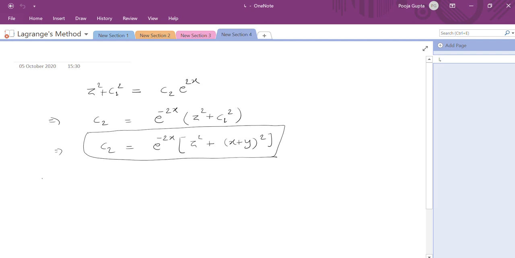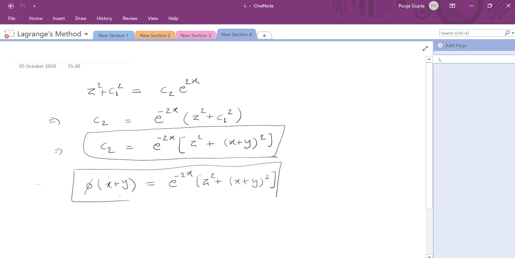So the general integral of the given partial differential equation will be phi(u) = 0, or you can write phi(u) = v, or phi(v) = u. If I write phi(u) = v, then u is x + y and v is e to the power minus 2x (z square + (x + y) whole square). So this will be our answer. You can write the answer in any form as said. So this will be the solution of the given partial differential equation. Thank you.